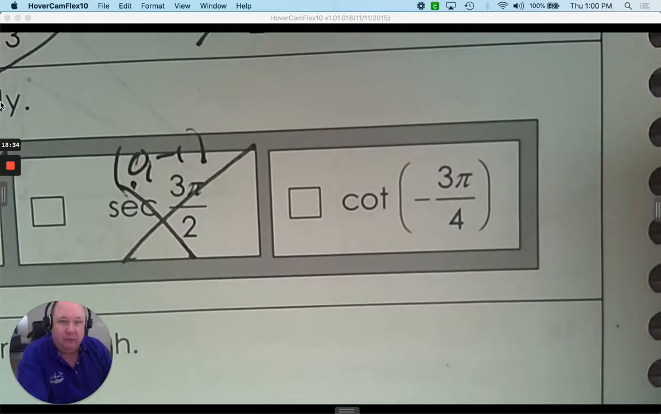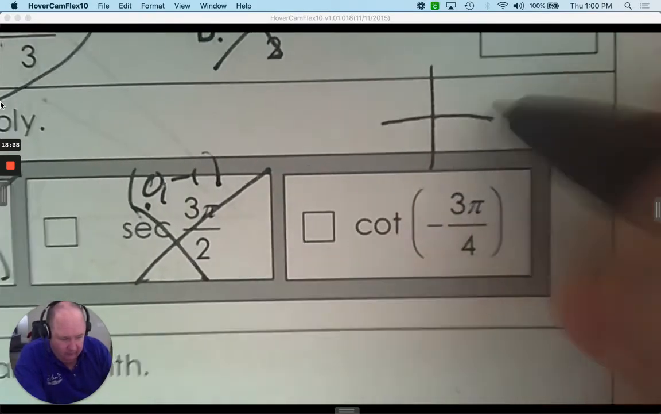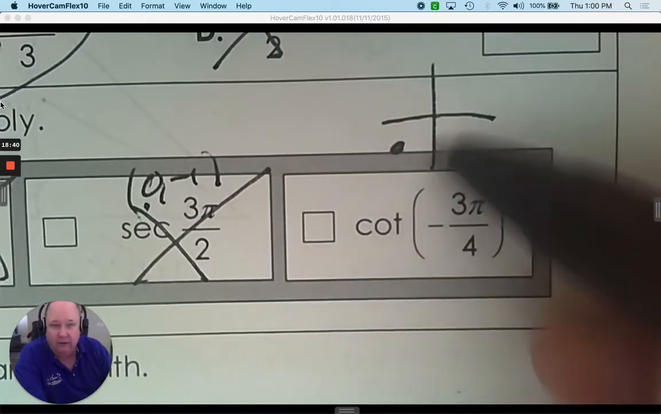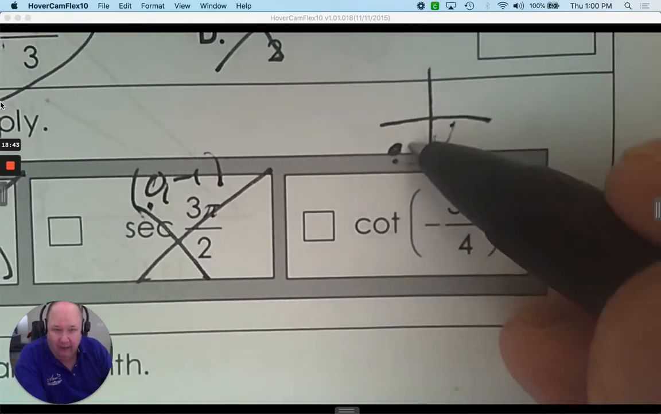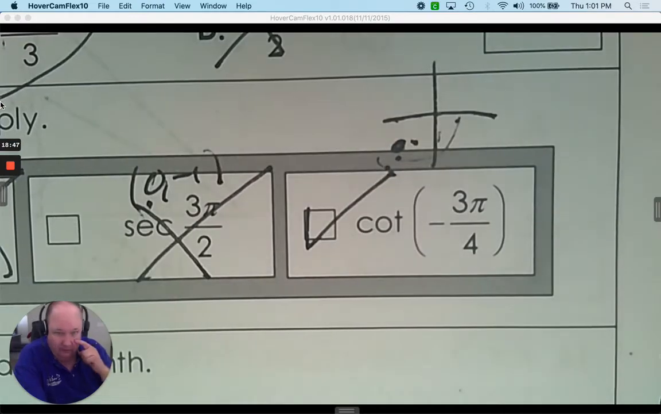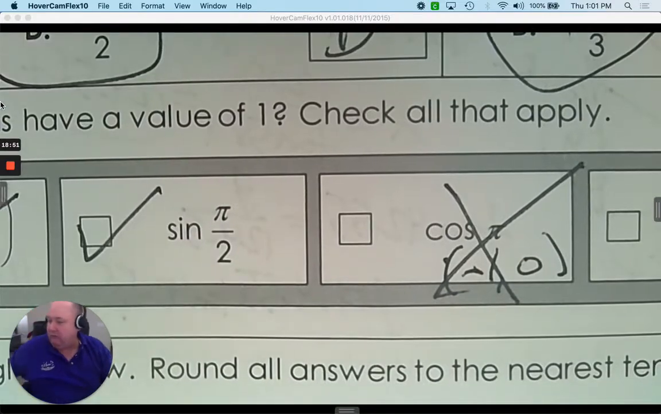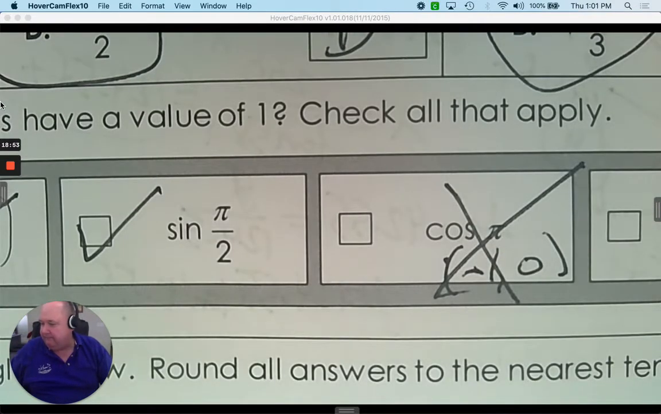And then the last one, what's the value of cotangent at negative 3 pi over 4? So that's here in quadrant number 3. So the y divided by the x gives you a positive answer, and the answer is positive 1. So that's the right answer, and that's the right answer. There's only 2 right answers that give you the answer 1.